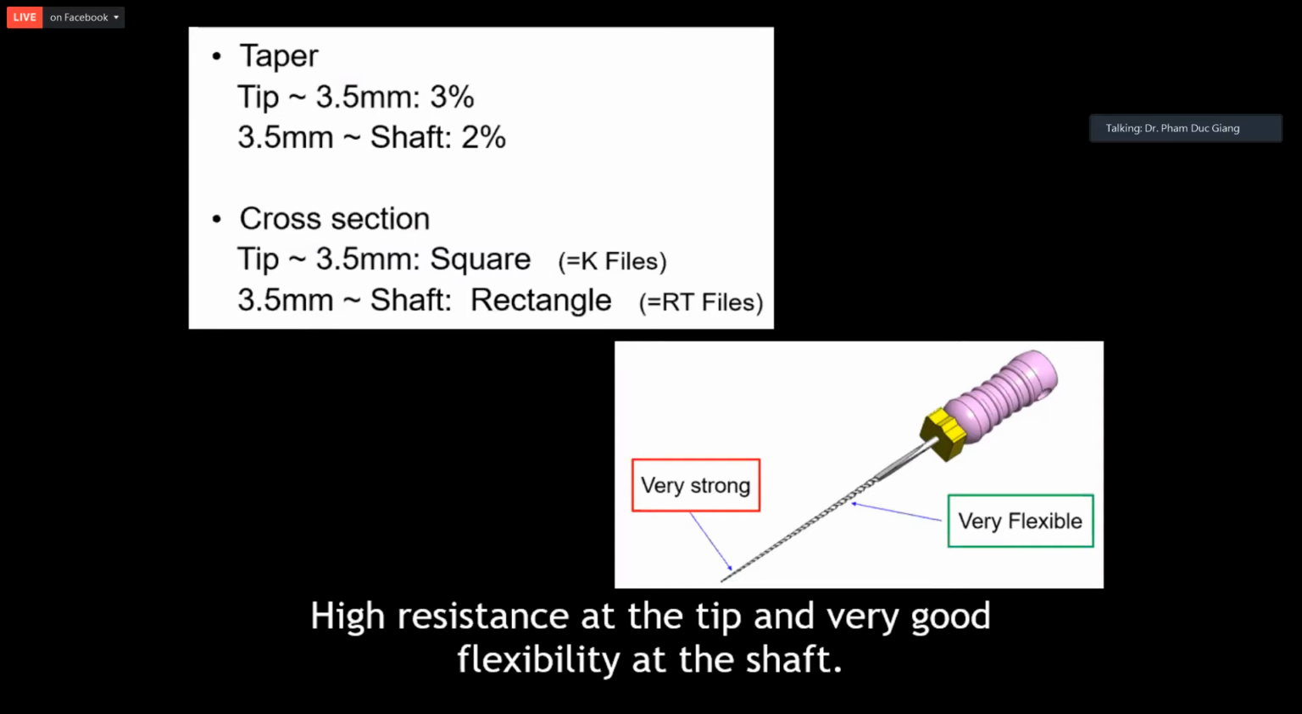And also the cross section is different. So the first 3.5 mm is a square cross section, and from 3.5 to the shaft is rectangle. This greater taper in the apical part means that it will give strength to the file, and reducing the taper after this will give flexibility.